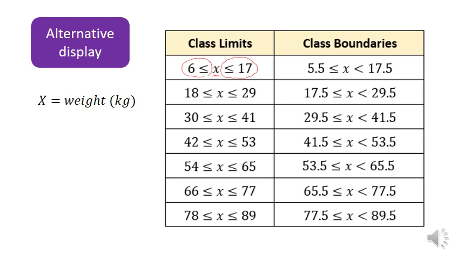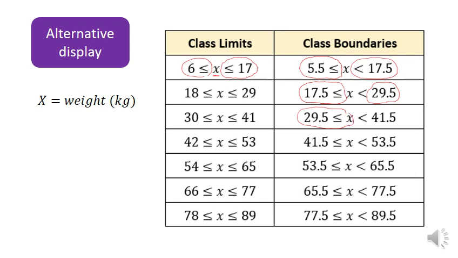If you're looking at class boundaries, our weight could equal 5.5 or be bigger, but it is strictly less than 17.5. It can't equal both. If you have a value, it could equal the lower limit, but we won't have anything equaling the upper limit. Any value in your data set that is 17.5 will go into the next class. It can equal the lower limit, but not the upper limit. Anything that equals 29.5 will go into the next class.